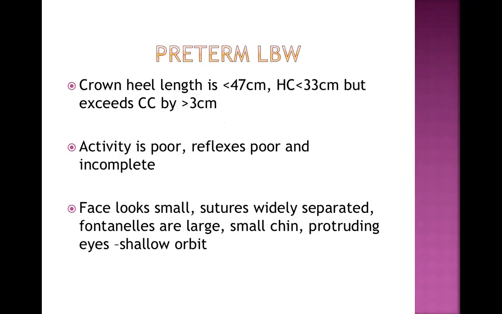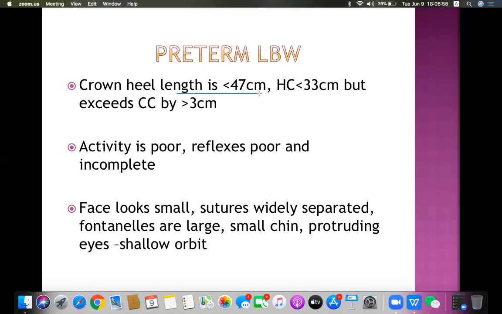Now, see here. The crown heel length, also known as the length of the baby, is usually less than 47 centimeter. Head circumference is usually less than 33 centimeter, and it exceeds chest circumference by 3 centimeter. Means still the head is smaller, but it exceeds the chest circumference by more than 3 centimeter. Now, a normal full-term infant has a crown heel length of 50 centimeter and head circumference of 35 centimeter, okay? So this is how you compare the things.